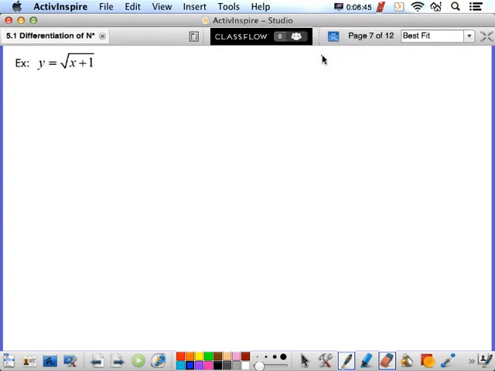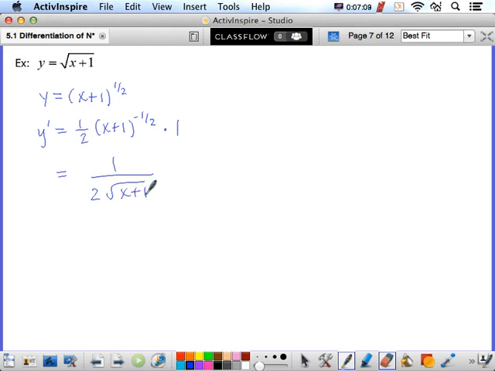So for this example, we have y equals the square root of x plus 1. Notice there is no natural log. We simply rewrite it in exponential form and apply the chain rule. So y prime equals 1/2, down 1 on the power, times the derivative of the inside, which just becomes 1 over 2 square roots of x plus 1. So this guy did not have a natural log.